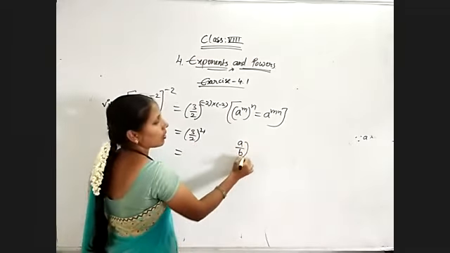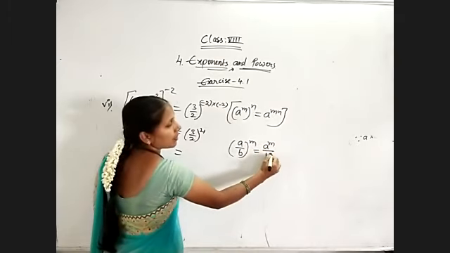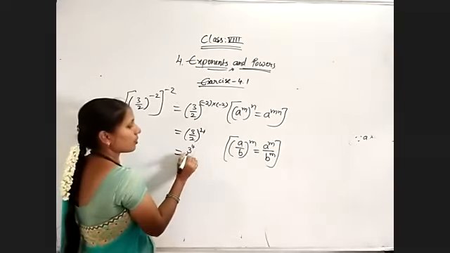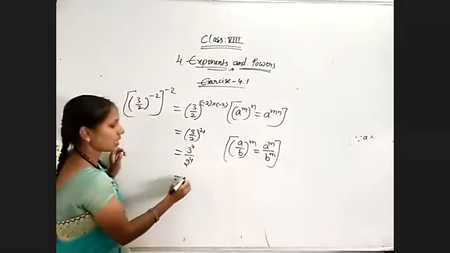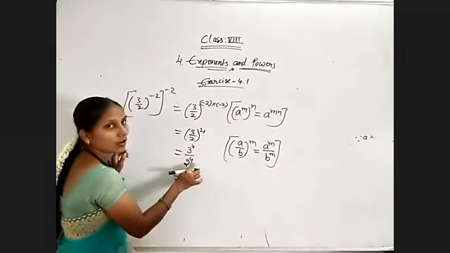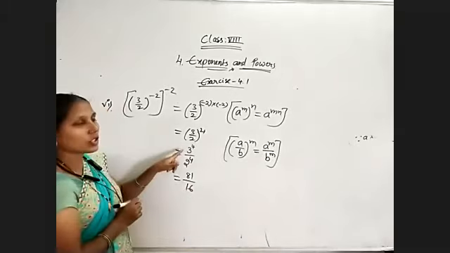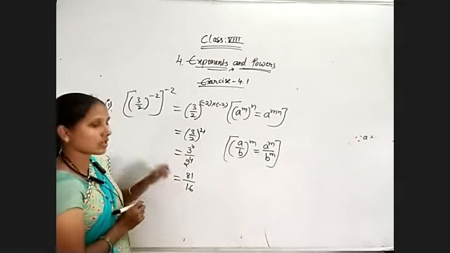Now it is in which form? A by b whole power m. What is its simplification? A power m by b power m. That's all. That is 3 power 4 by 2 to the power of 4. So 3 power 4 we know the answer, that is 81. 2 power 4 is nothing but 2 multiplied 4 times, 16. 3 into 3, 9, 9 9s are 81. 2 2s are 4, 4 4s are 16.